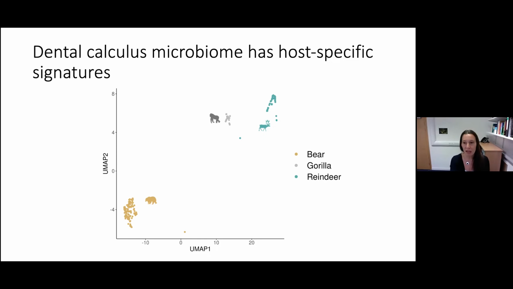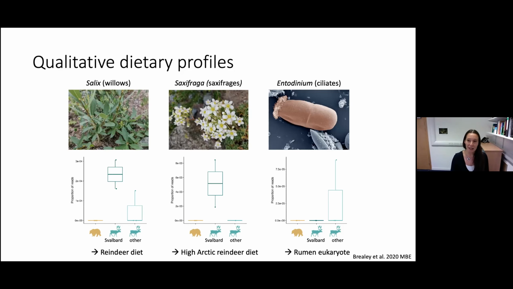And I will show just a few more examples of things that we can do with this dental calculus to demonstrate the versatility of this material. I mentioned that we can look at diet, and indeed we can quantify, or qualitatively assess, the presence or absence of particular dietary items. Here's an example of dietary investigations into reindeer. We had two main groups of reindeer, one from Svalbard, collected really far north, the furthest north distribution of reindeer, and another from the mainland reindeer range.